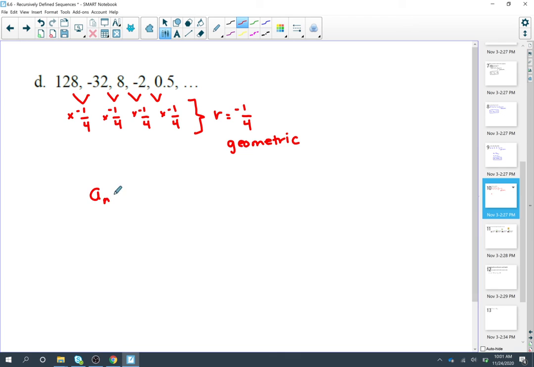Geometric recursive, the number you're trying to find, we're going to multiply by negative 1/4, and we're going to multiply the number before it.